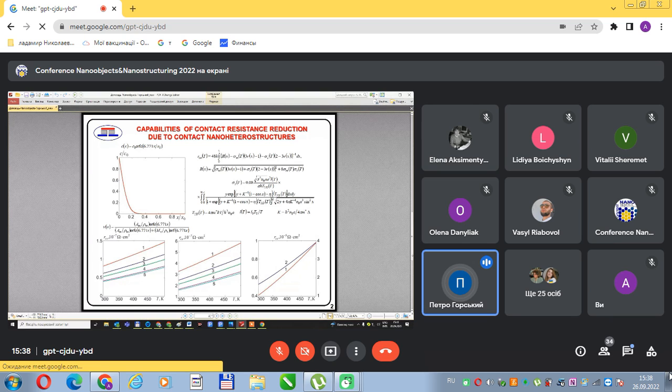Правда, тут ще є одна тонкість. Адже ми, коли говоримо про підвищення добротності термоелектричних матеріалів чи про пониження контактного опору, то ми говоримо про покращення споживчих характеристик термоелектричних перетворювачів енергії. Наприклад, ККД генератора або холодопродуктивності, чи, скажімо, перепаду температур охолоджувача.